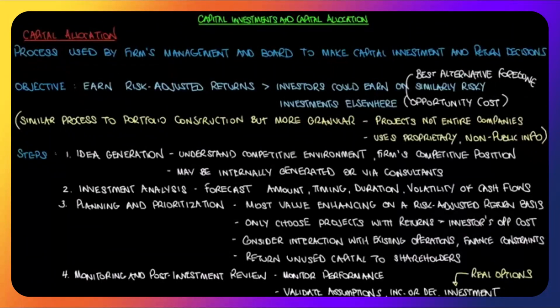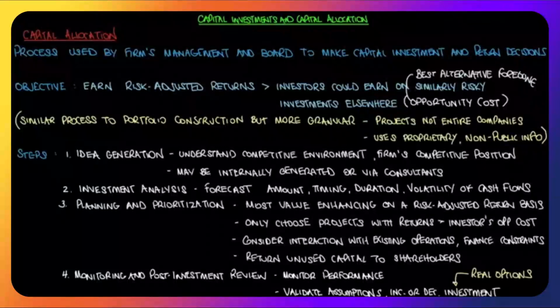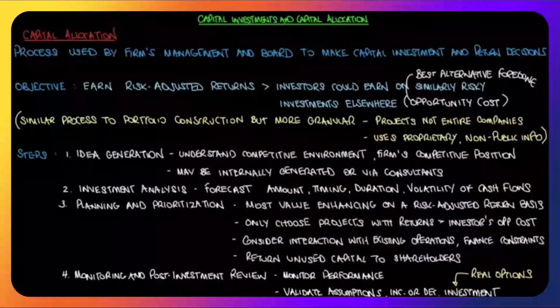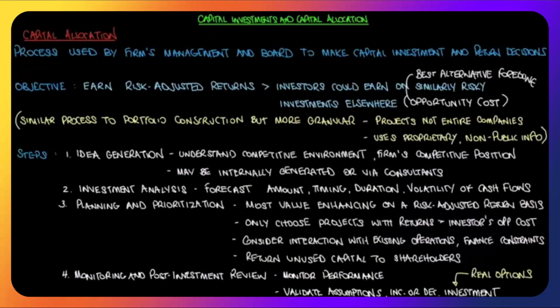If you've been through the portfolio management readings, specifically in the second half of the curriculum where you construct a portfolio, same idea, but it's more granular. What management and the board are doing here is assessing individual projects that the company could take on, instead of looking at entire companies to buy or invest in or put into your portfolio. And they are using proprietary, non-public information. They are inside the company. They know exactly what it's going to cost them to do things. It is non-public info. So it's difficult for analysts to properly review all of these decisions because we don't have access to that information.